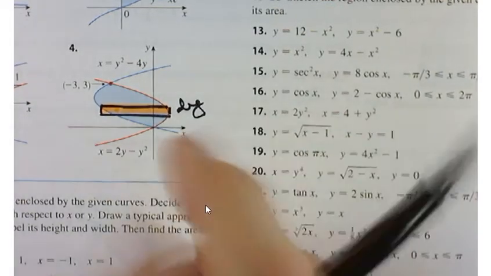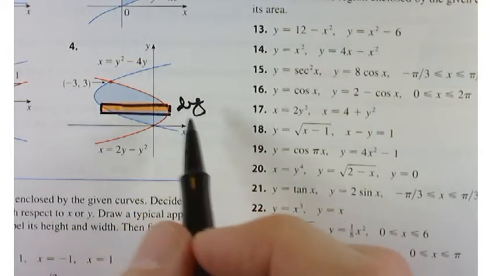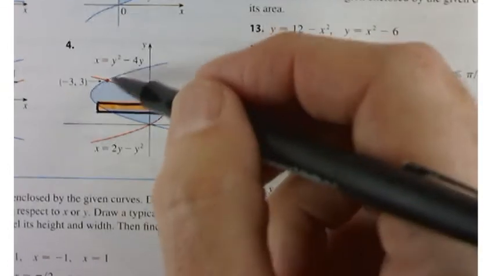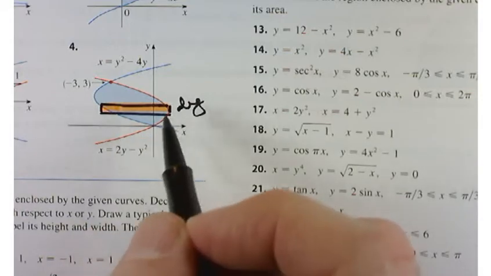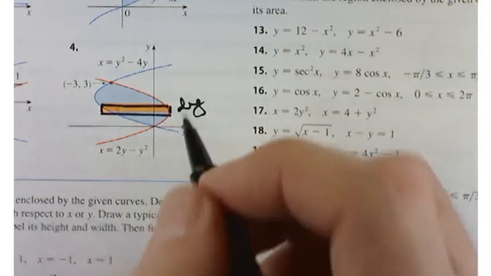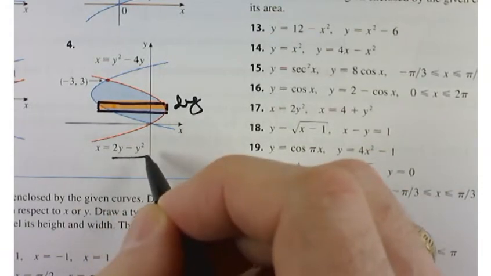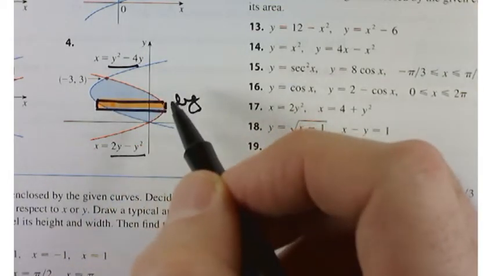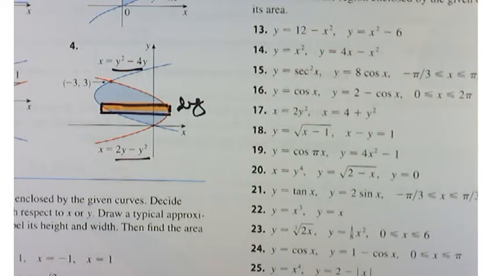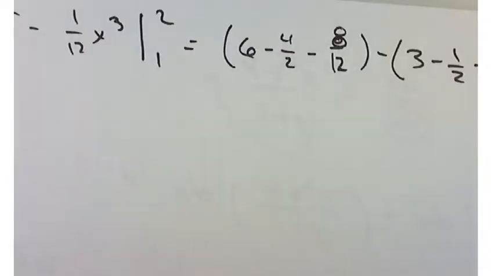So the height of it is dy, but the width, well, you might have remembered that earlier I said you're going to do top minus bottom or right minus left. And this is where we've got to do right minus left. So I want to take this curve, which is your 2y minus y squared, and subtract this curve, which is your y squared minus 4y. And that's going to be the width of this.